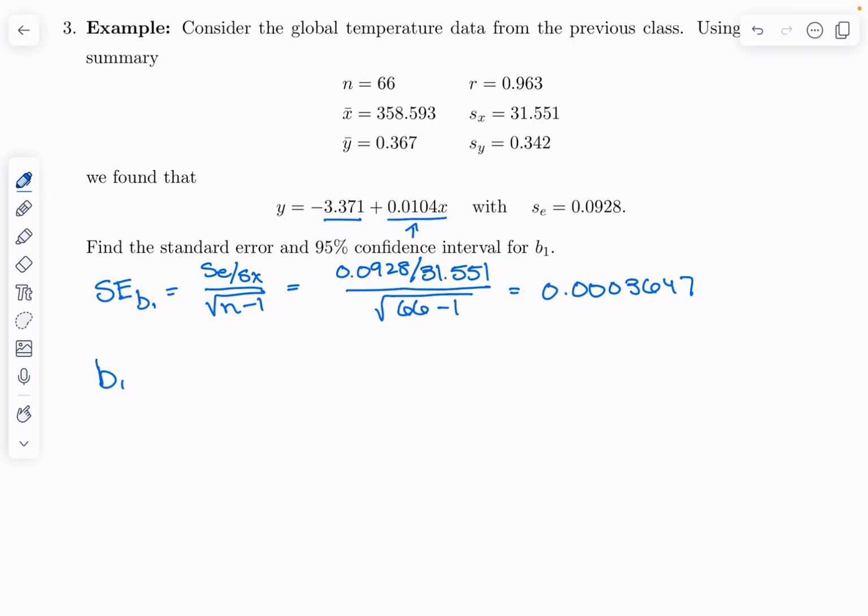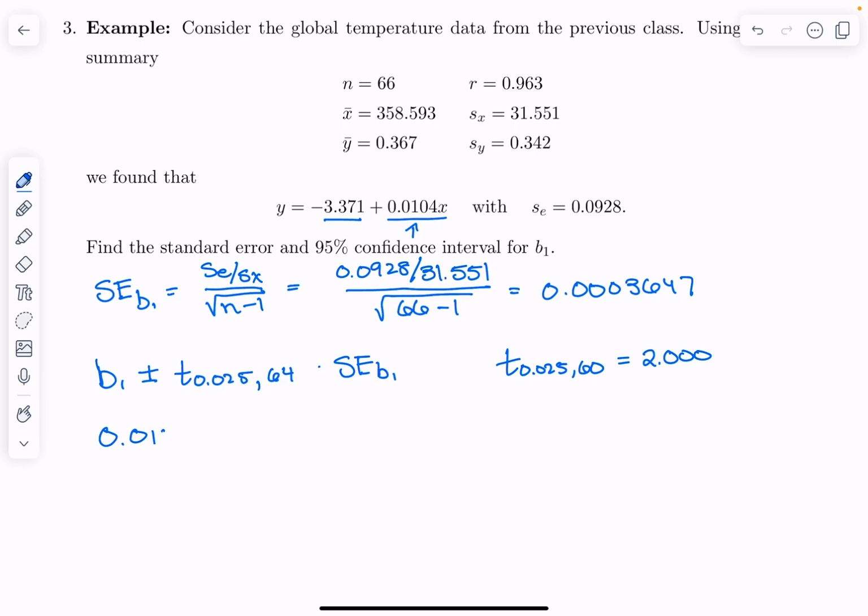So beta, or our 95% confidence interval, is going to look like B1 plus or minus my t for 0.025, my alpha over 2, and then degrees of freedom of, in this case, 64, times my standard error of B1. Now, the t value for 0.025 and degrees of freedom 60, which is on your chart, ends up being 2.00.